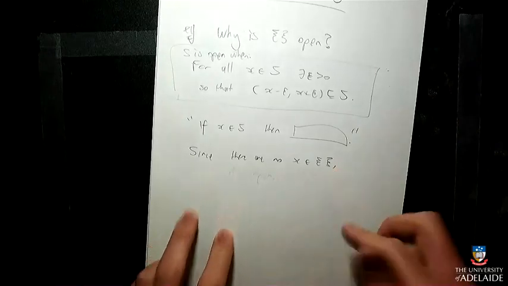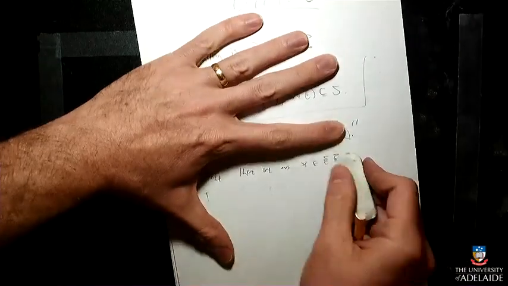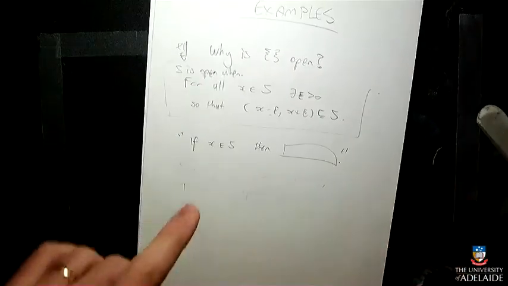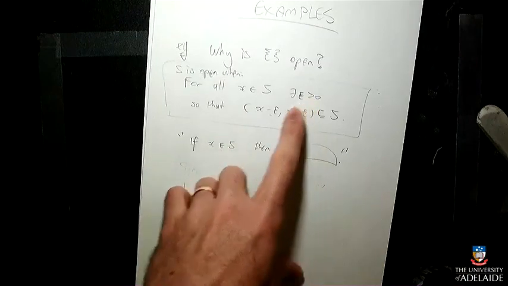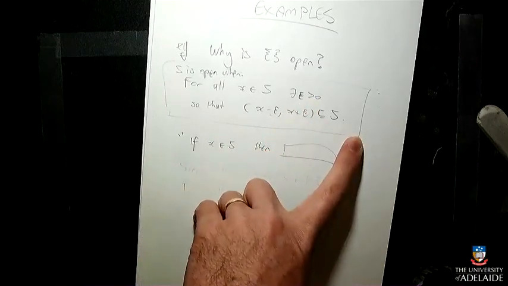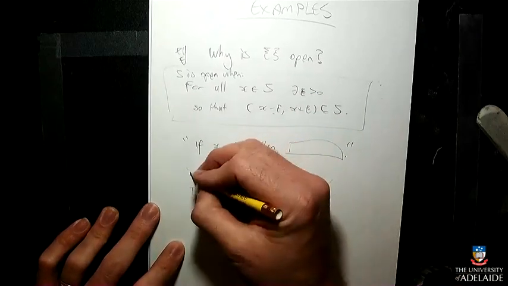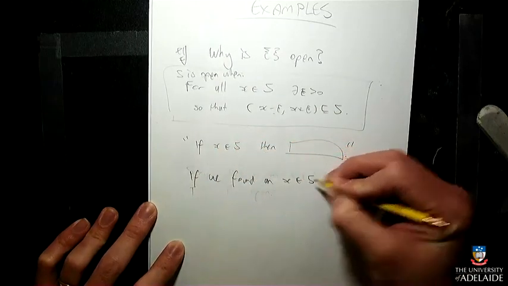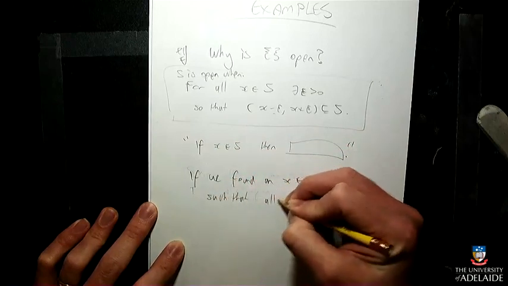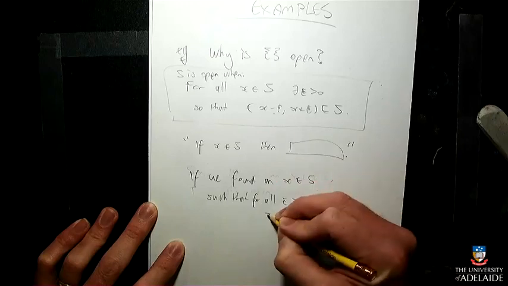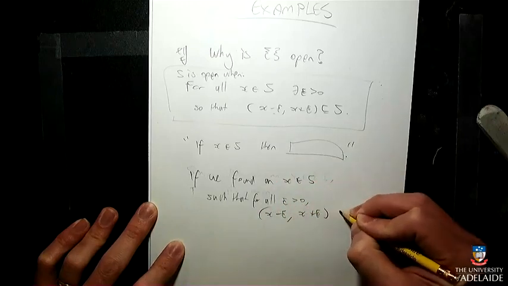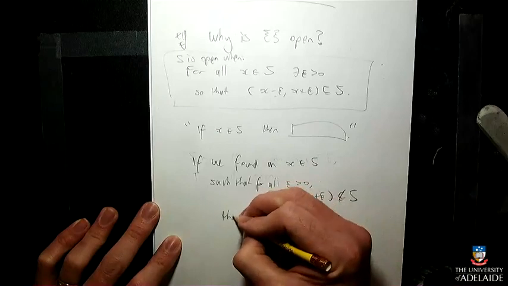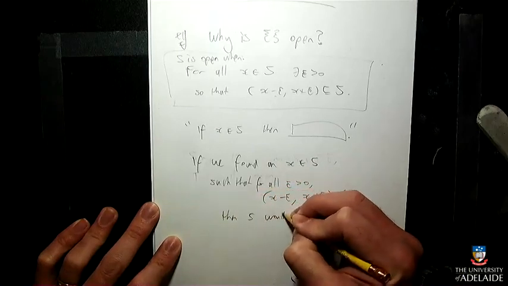There are no x's in there, so it would be not open if there was an x such that all of the epsilons produced an interval that was not contained in S. Okay, so given that, if we found an x in our set such that for all epsilon this wasn't contained in S, then we'd know it wasn't open, right? Then S would not be open.